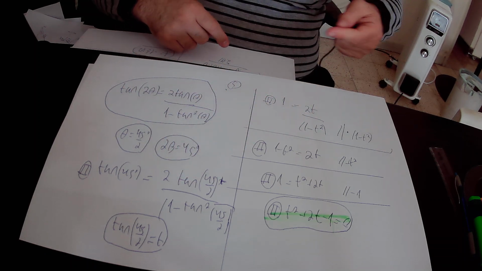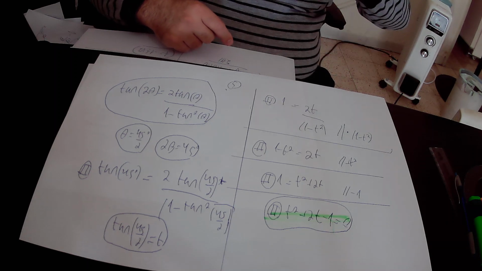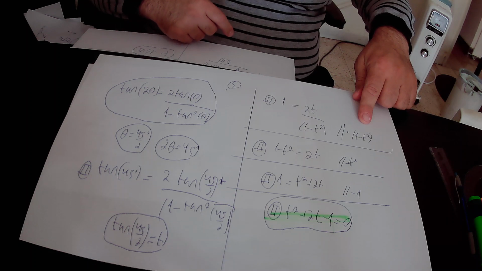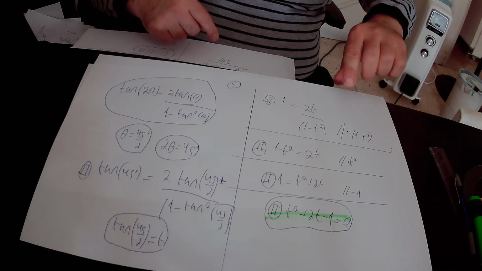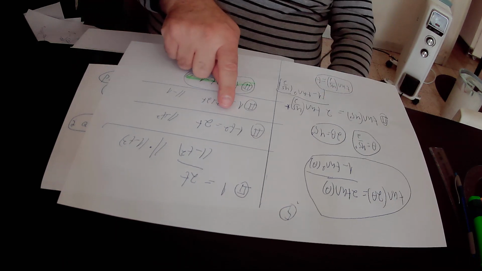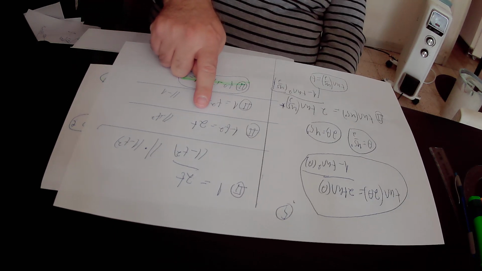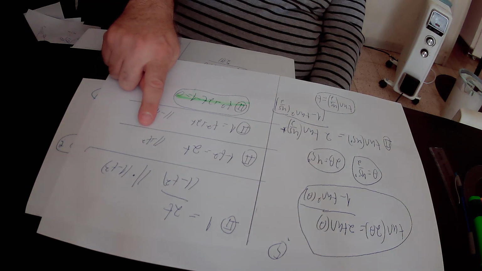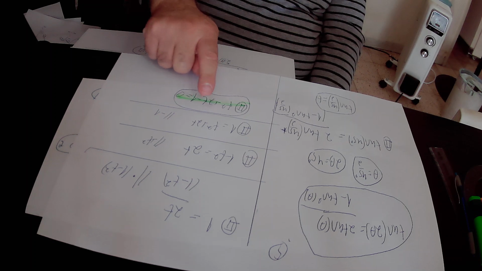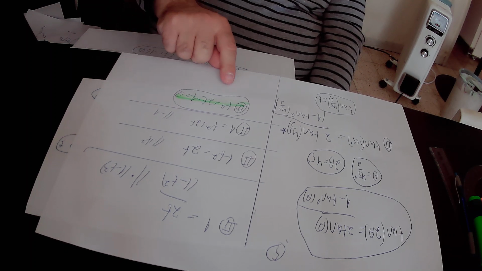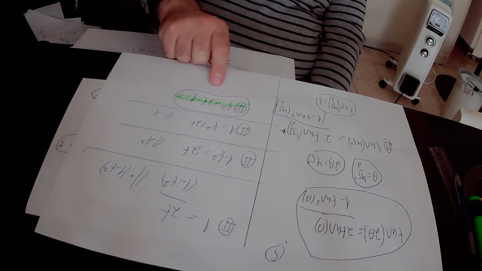So if 1 equals 2t over 1 minus t square, we multiply this equation by 1 minus t square, and we found out that 1 minus t square equals 2t. Then we added t square to this equation and found out that 1 equals t square plus 2t. We subtracted 1 from this equation and finally found out that t square plus 2t minus 1 equals 0.